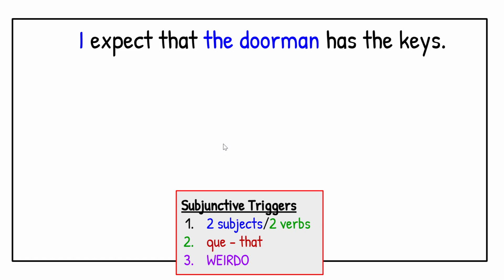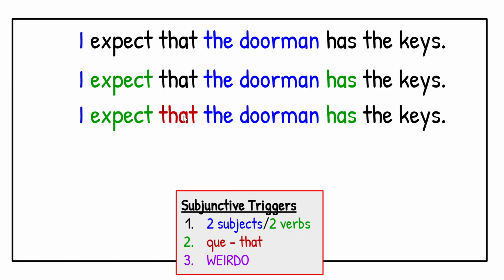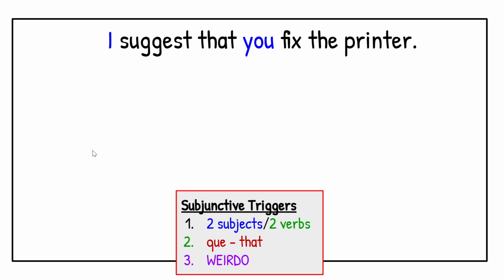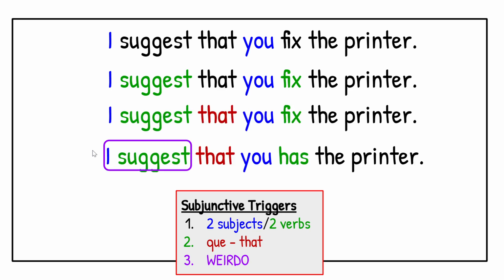I expect that the doorman has the keys. Do we have two people? Yes, I and the doorman. Do I have two verbs? Yes, expect and has. Do I have a that? Yes. And is there a sense of a WEIRDO: a wish, an emotion, impersonal expression, recommendation, doubt, denial? Yes, I expect. I suggest that you fix the computer. Subjects, I and you. Verbs, suggest and fix. That, and suggest is definitely a WEIRDO.